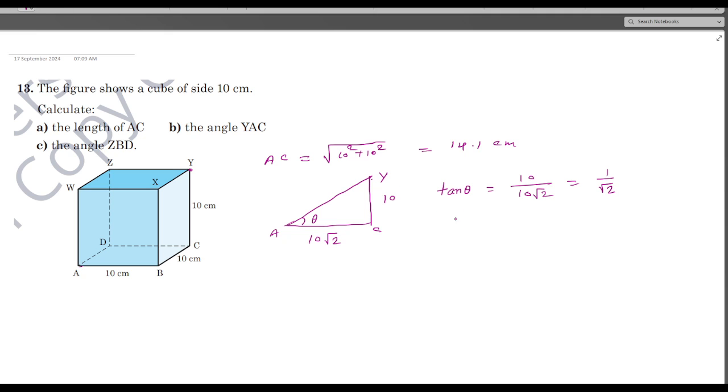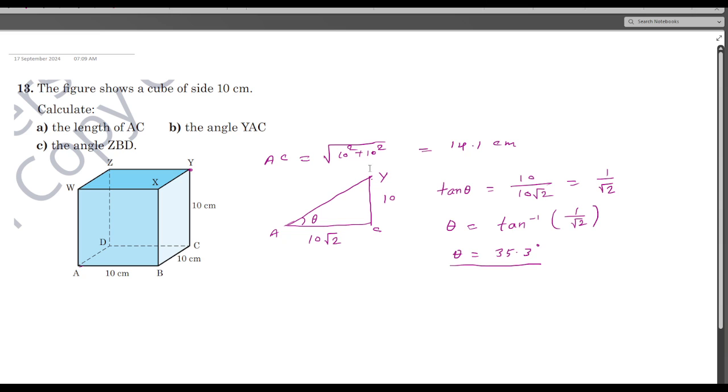So therefore we will say that theta is equal to tan inverse 1 divided by root 2. So tan inverse 1 divided by root 2 is 35.3. Thus theta is equal to 35.3 degrees. This is theta.